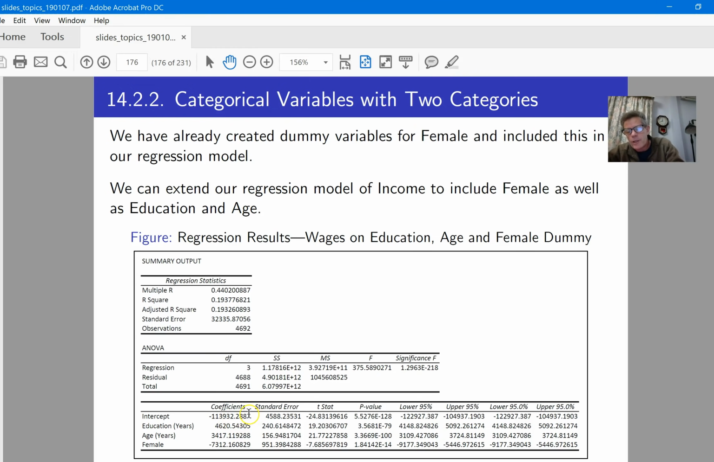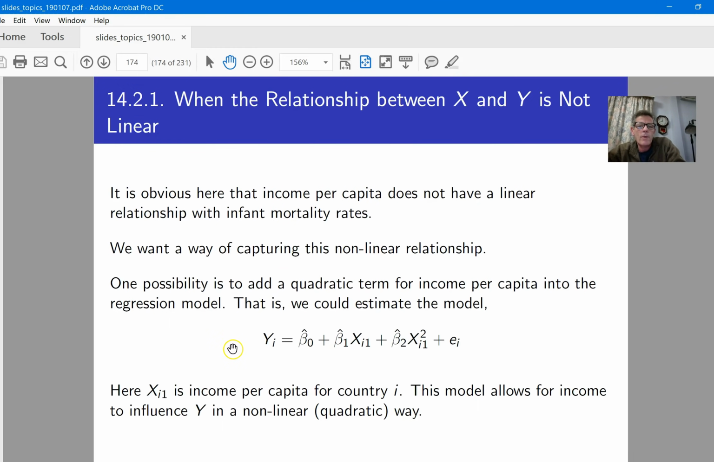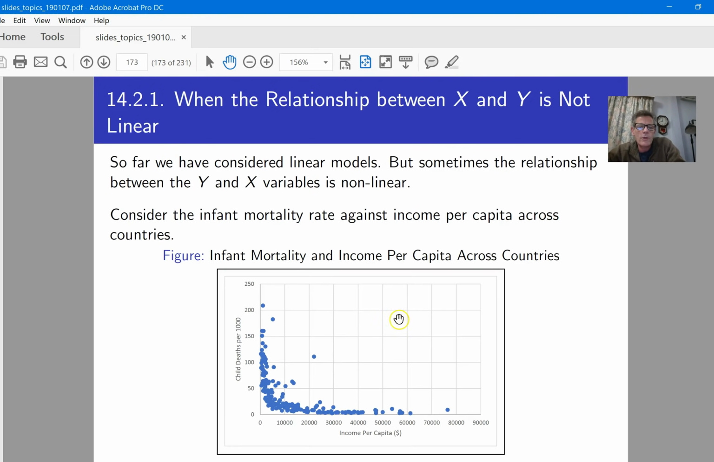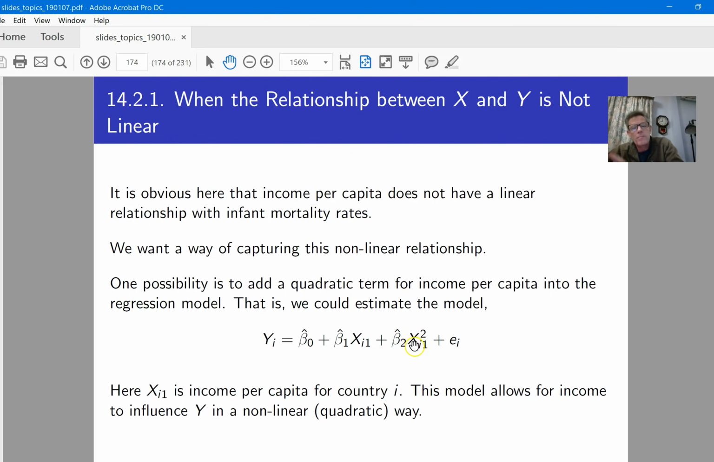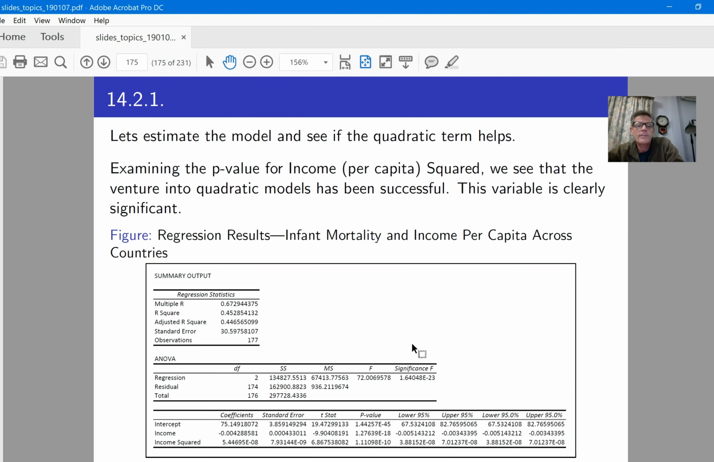Okay, so that's the first extension you might want to do. So you've got a model which your residual plots have suggested to you is not linear. You can do lots of things. For now, the one thing that we have talked about doing is just adding a quadratic term.